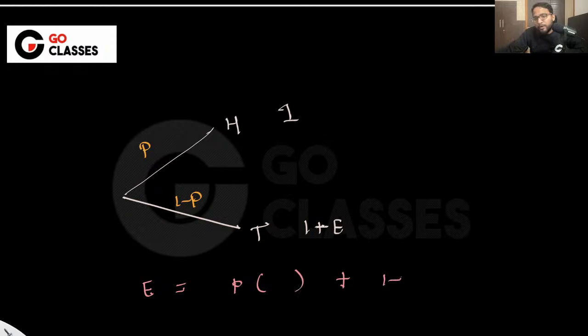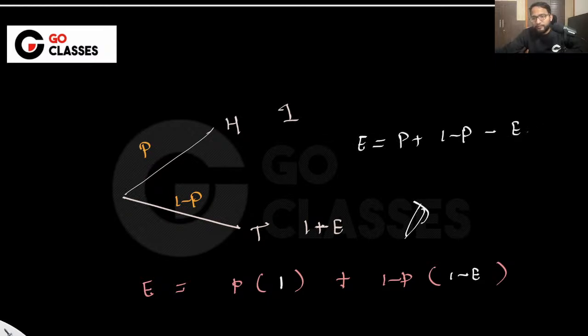With 1 minus p probability you will be getting the tail, and then with this probability how many tosses will you be needing here? Just one. How many tosses do you need here? 1 minus e. So let me solve this out. This is e equal to p plus 1 minus p minus e plus ep. So this will get cancelled out.